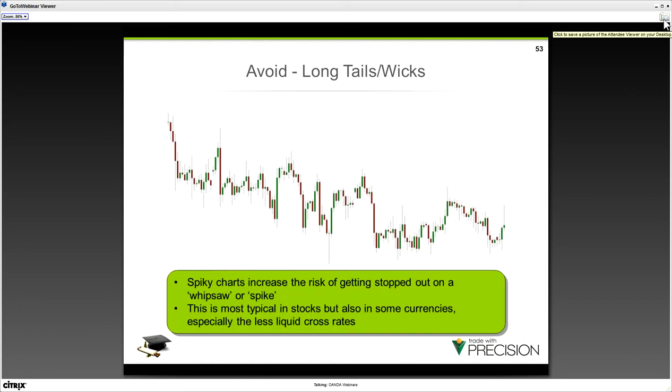Another chart pattern to avoid is a spiky looking chart. This should be very obvious to you. You'll typically see very large candles with large tails, very little follow through in either direction. Again, you'll recognize this chart as soon as you look at it, right?